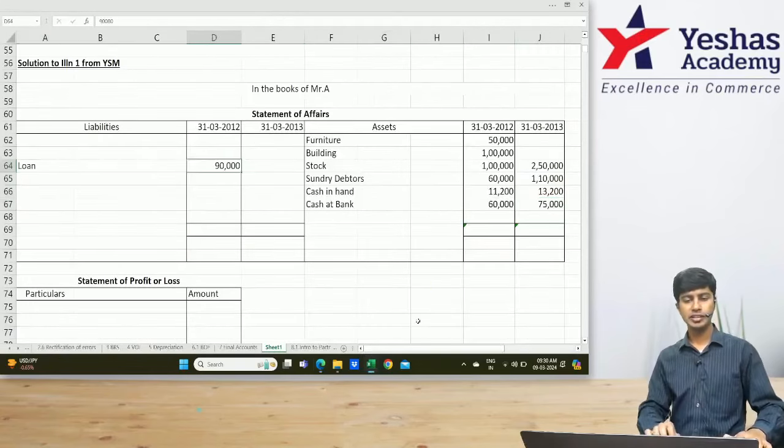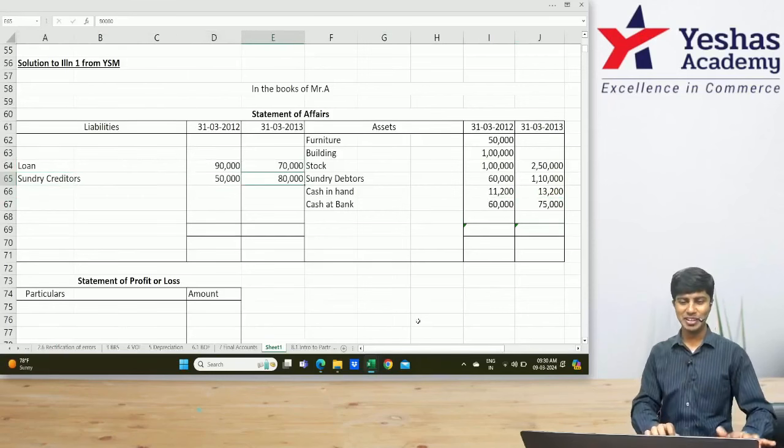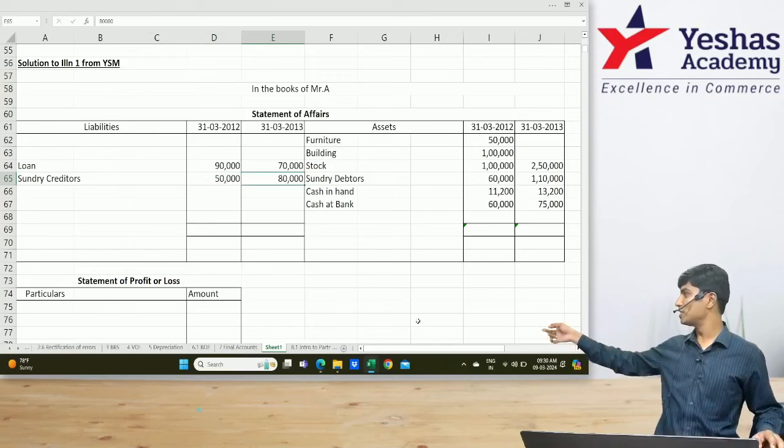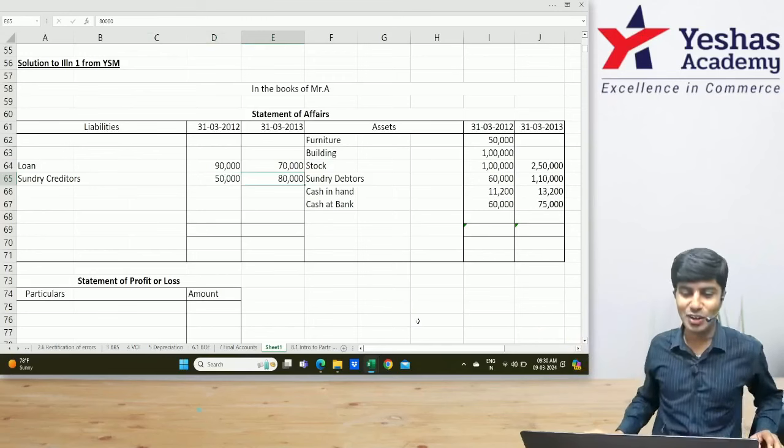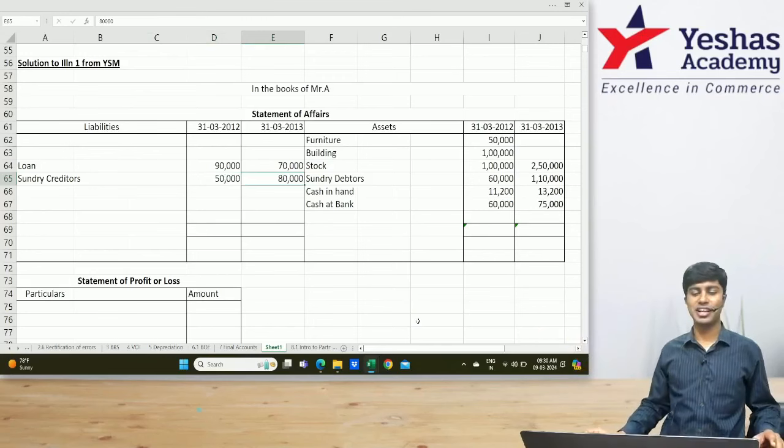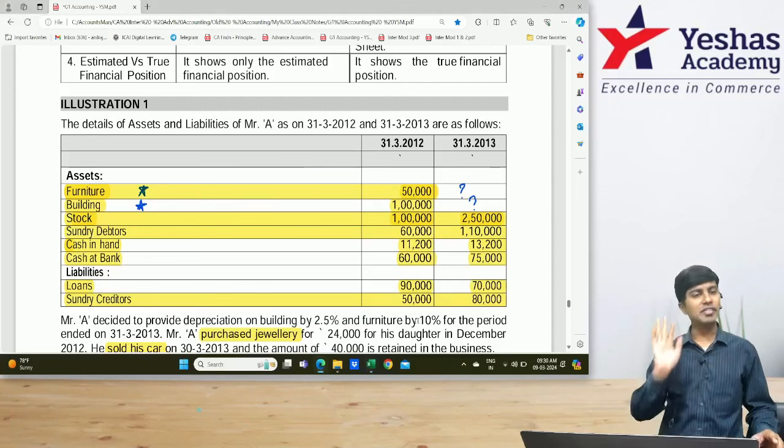Don't get confused. Two will be maintained at the same time. Items. Loans 90, 70. Sundry creditors 50, 80. Done. We are done with the table now.